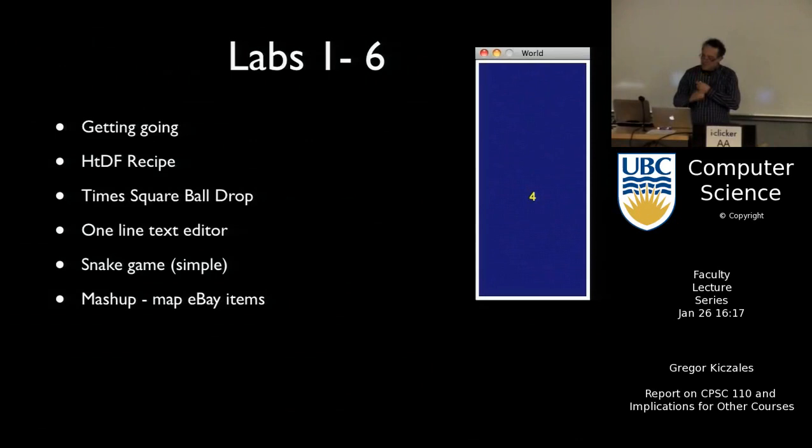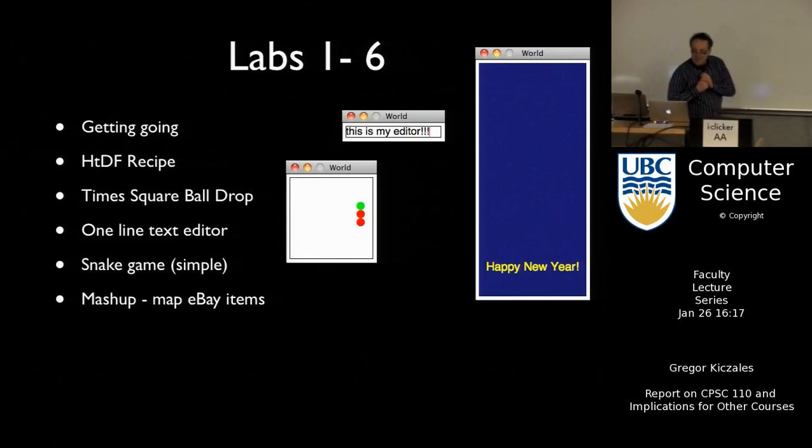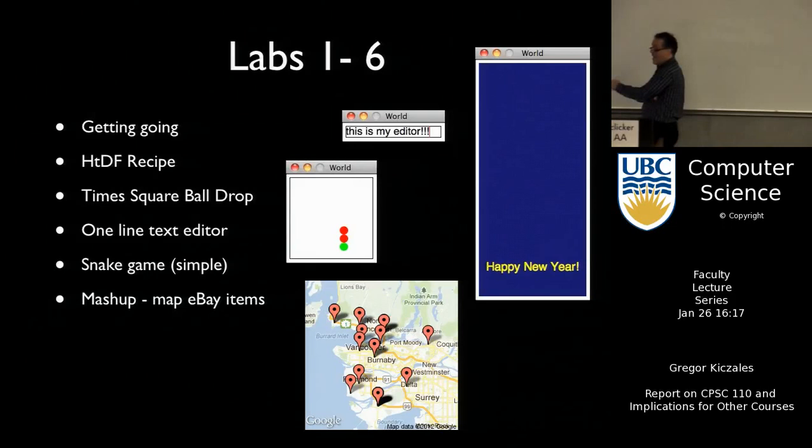The next lab is a simple one-line text editor where they can type and it does backwards. The next lab is a simple snake game. You've got a three-element snake that you drive around the screen. And the next lab is a simple mashup where you go out to eBay and you get the location of a bunch of items for sale, and then you go out to the Google Maps API and get that plotted on the map. That's the first six labs.